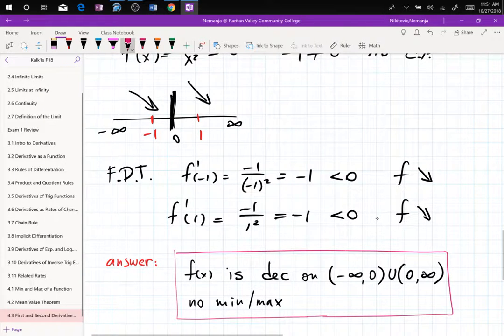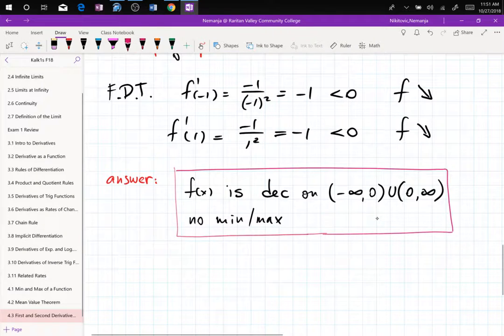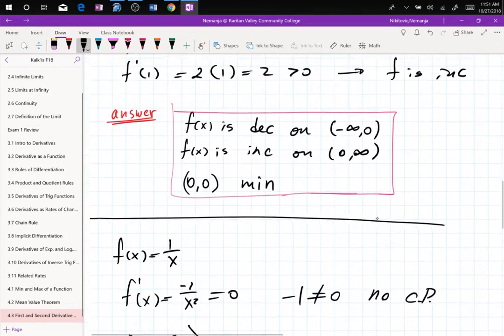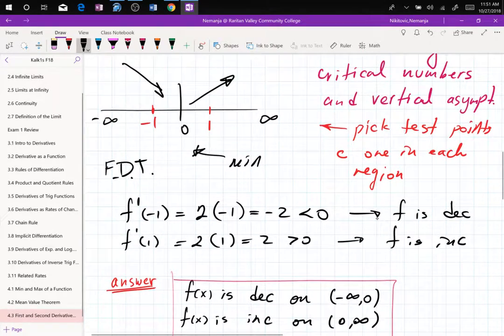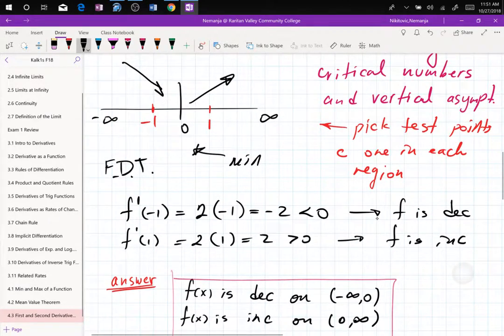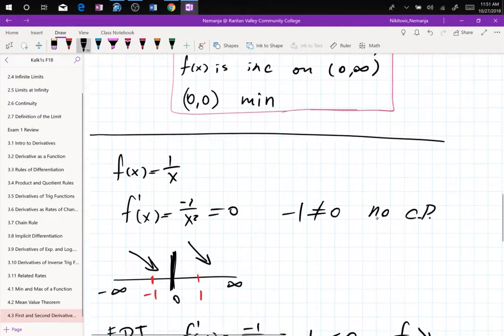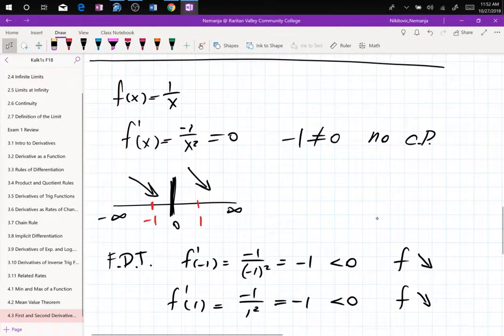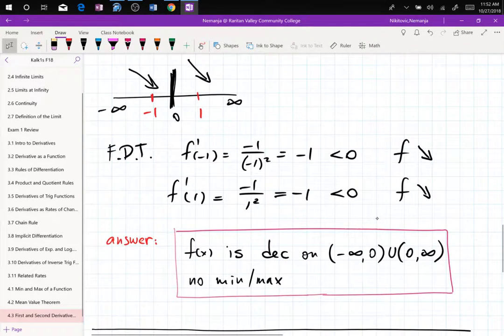So f of x is decreasing, and there is no min or max value. The first one was partitioned on the critical number, 0. The second one was partitioned on the vertical asymptote. Can you have both of those at the same time?